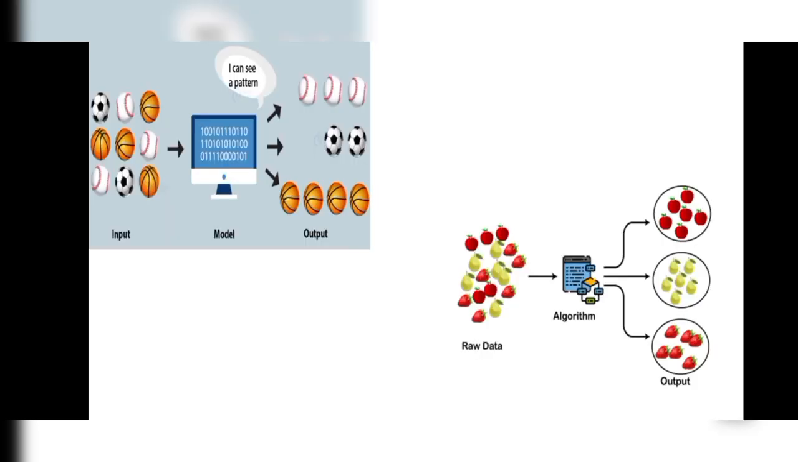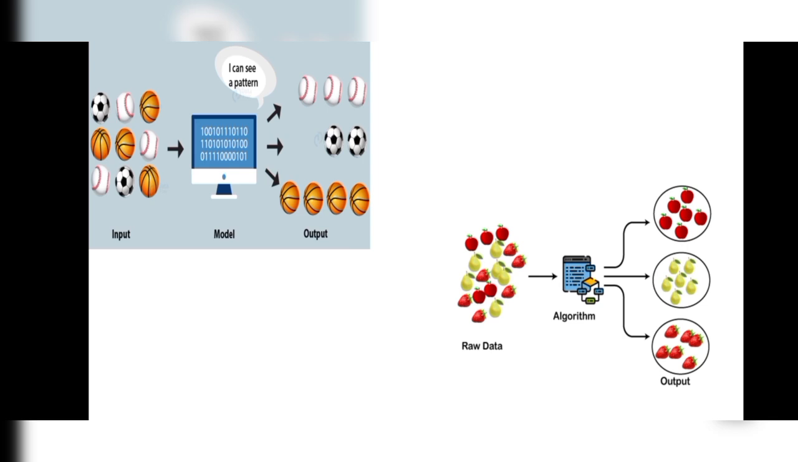Let's see here in the diagram. We have given an input with an unlabeled data set. That means we don't have any label for that input. After performing the cluster analysis, what has happened in the output? We have divided each ball into different clusters.